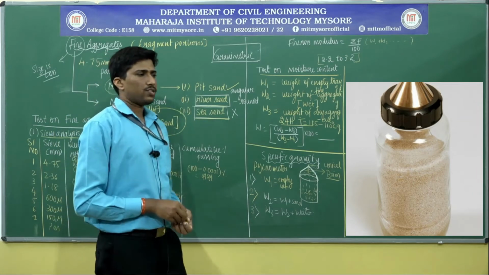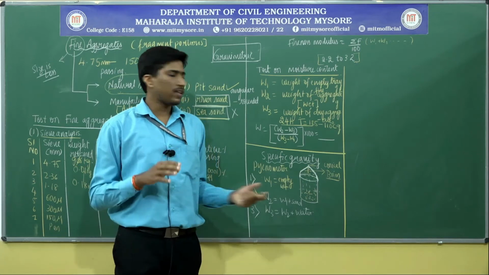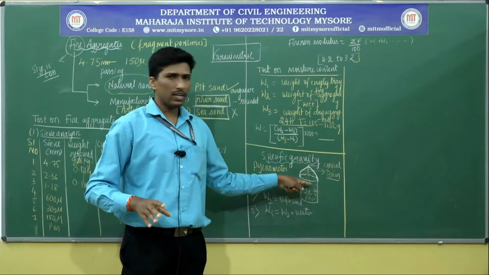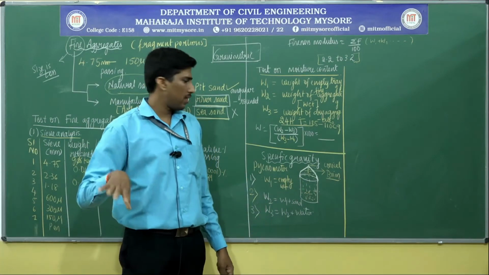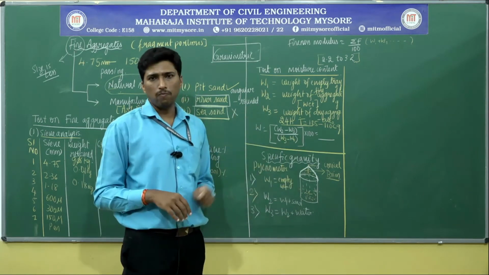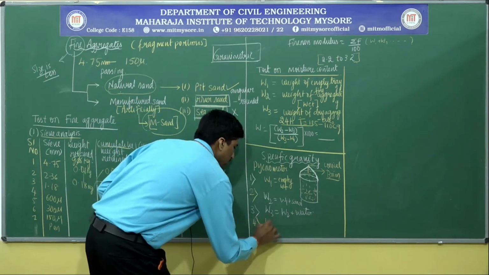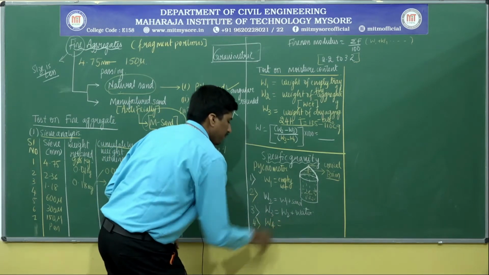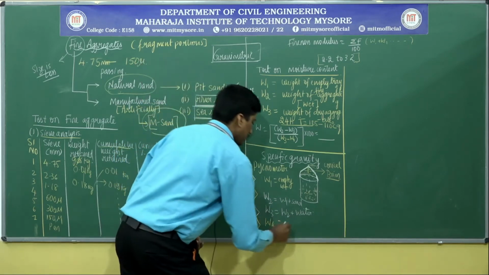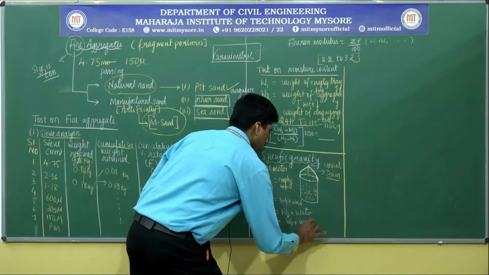Next step: discard all of these contents. Again take the empty pycnometer, discard whatever ingredients are present with the water, and then fill the pycnometer fully with water. If you determine its weight, that is W4, which represents the weight of the empty pycnometer filled with water.